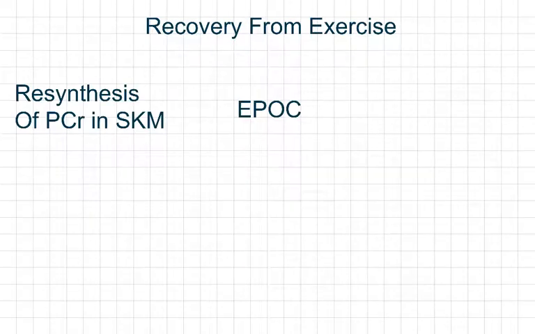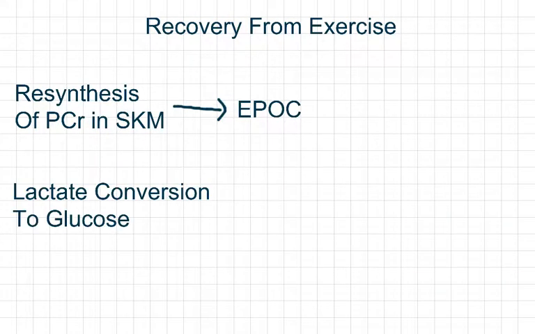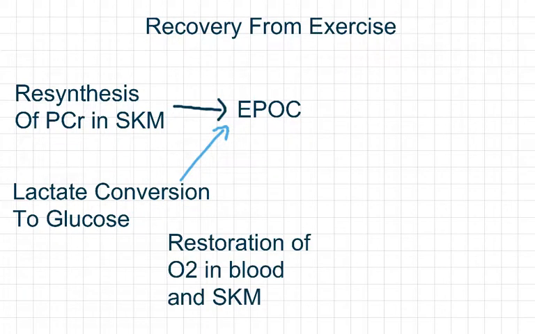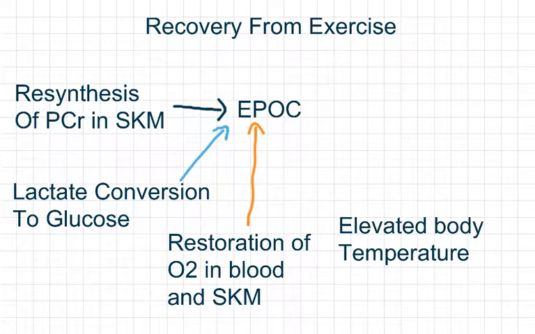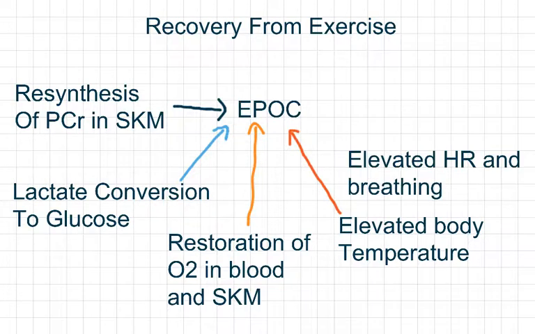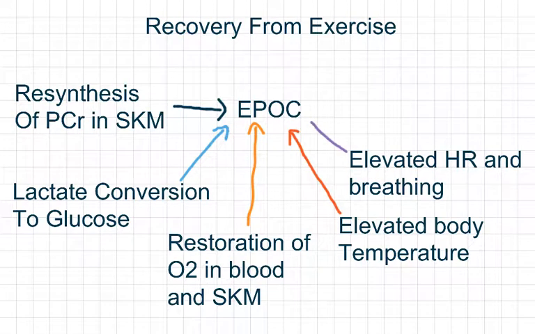The first is the amount of phosphocreatine that needs to be resynthesized in skeletal muscle. The second is the lactate conversion to glucose. And again, this is what we stated as the most important component of the slow component of EPOC. The third factor is the restoration of oxygen stores in the blood and skeletal muscle after the exercise is completed. Next is the elevated body temperature that occurs while the body is still trying to recover from the exercise. Next is the elevated heart rate and respiratory rate after exercise.